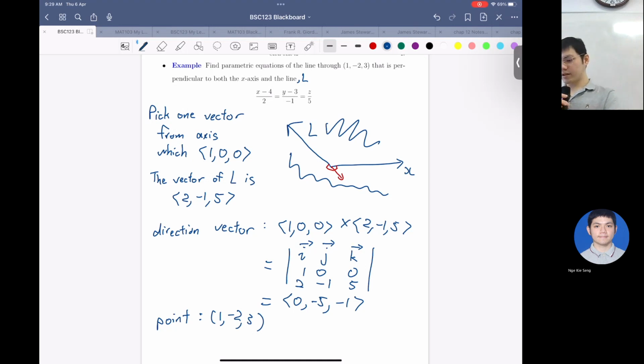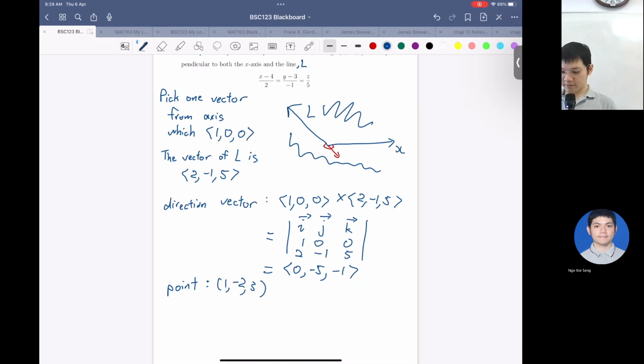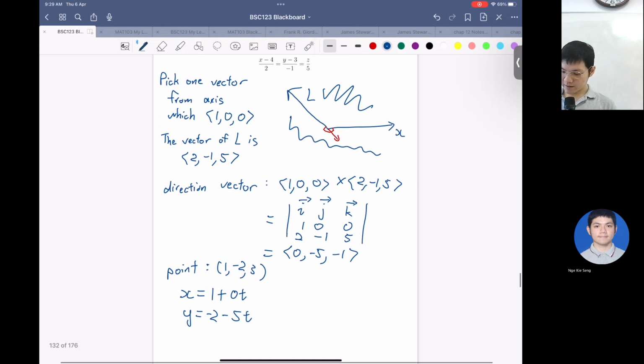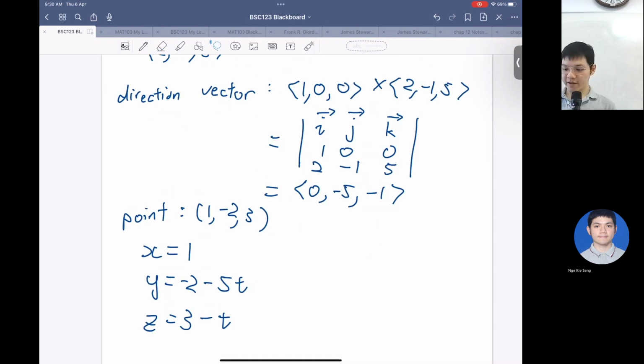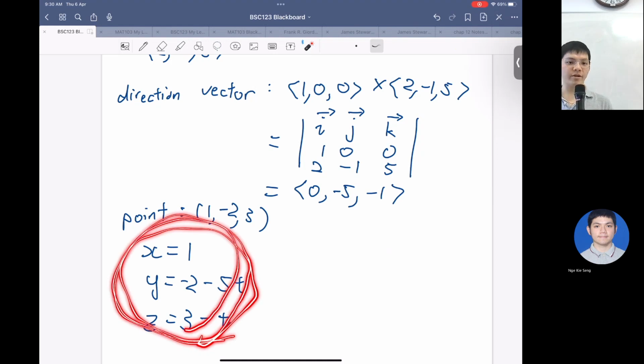Now they ask for the parametric equation instead of the symmetric equation. So what's the parametric equation? We got a point, we got a vector. So we just take x equals 1 plus 0 times t, y equals -2 minus 5t, z equals 3 minus 1t, which is minus t. The cheat we use here is that we make the solution for the point at t equals 0. So that's why we can straight away build this parametric equation.